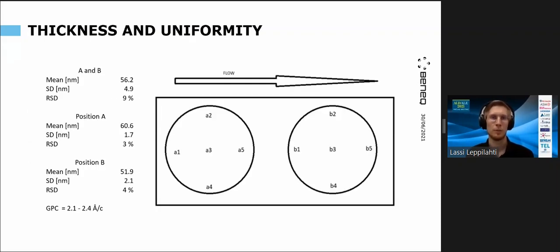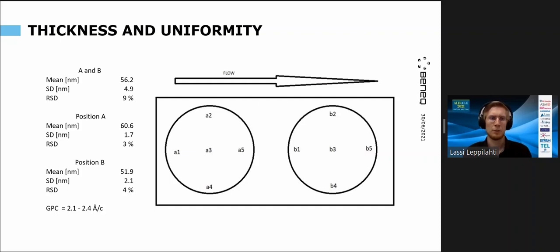So thickness and uniformity: what we got is 9% relative standard deviation in the reaction chamber throughout. We can look at this picture on the right. There's a flow going from left to right. There's position A for showerhead A and position B, with silicon pieces marked on top of them. So 9% difference throughout the whole reaction chamber. But if you look at each position separately, it's actually quite uniform. We have 3% and 4% variation on them. So we have batch-wide variation, but locally pretty uniform.